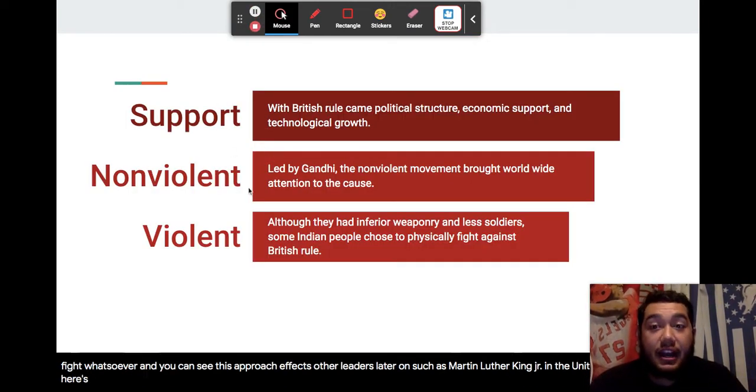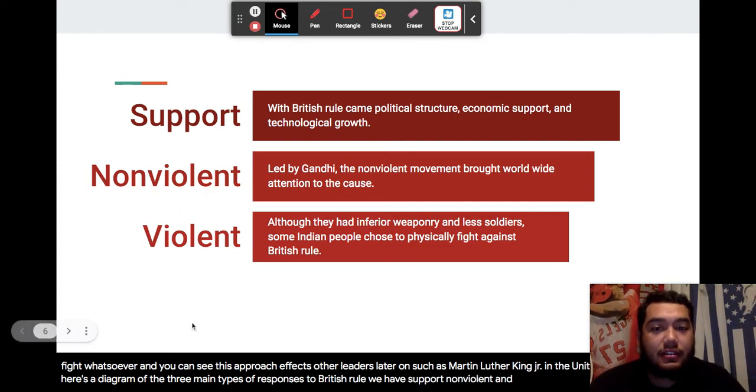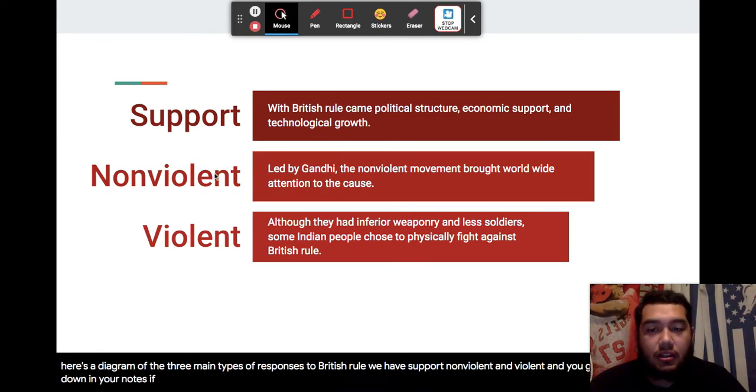All right, so here's a diagram of the three main types of responses to British rule. We have support, nonviolent, and violent. And you guys can jot these down in your notes if you'd like.